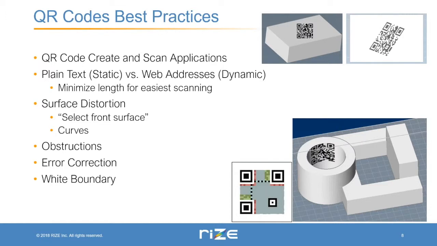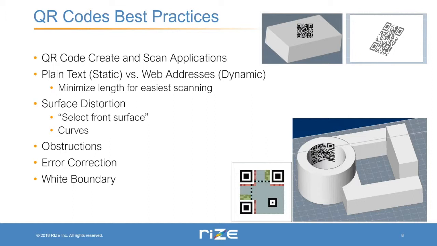A few other things include obstructions, error correction, and the white boundary, and these are just a few other things to be aware of when applying QR codes. So you'll want to make sure that when you apply the QR code to the part, that it's in a position that you will actually be able to scan it once you've produced the part. So a QR code on the inside of an internal cylindrical surface, as shown here, may be more difficult to scan because you'll be scanning it from an angle.